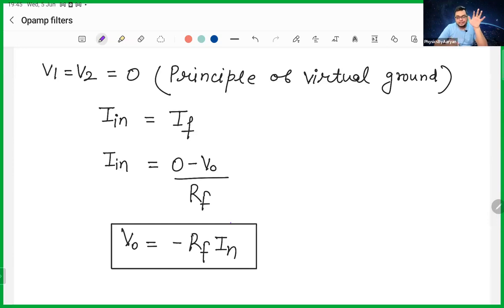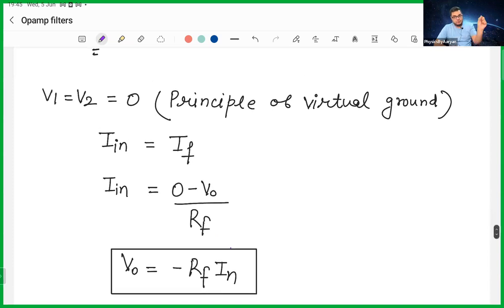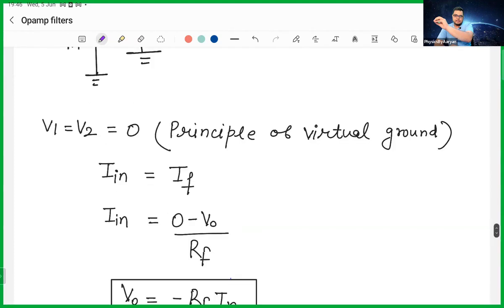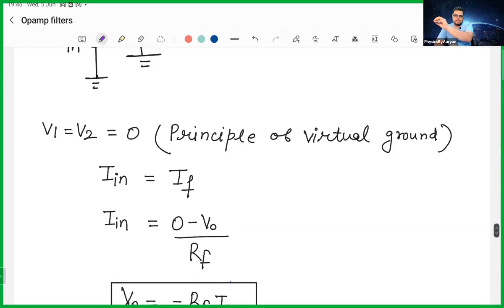And in no case does it depend upon the load. It only depends upon two things: one is RF and one is I in. I in is your source and RF is your feedback. So it does not depend upon the load. The voltage will remain the same for all loads. You use a bulb, a light, a fan, or whatever you use, the voltage will be the same. That is how you convert your current to voltage. Is it clear or any doubts? Is it clear, everyone?